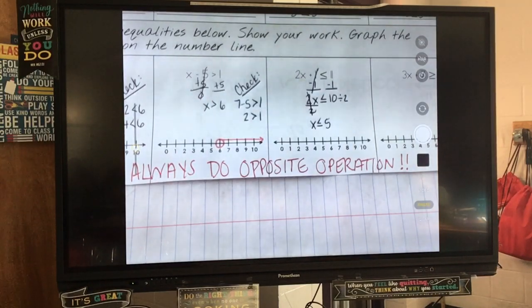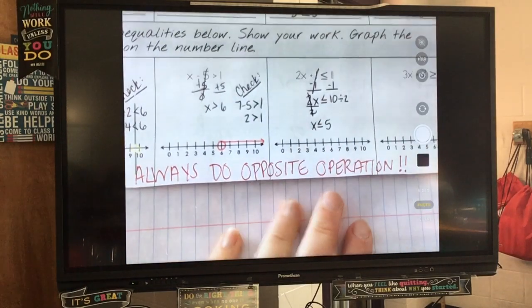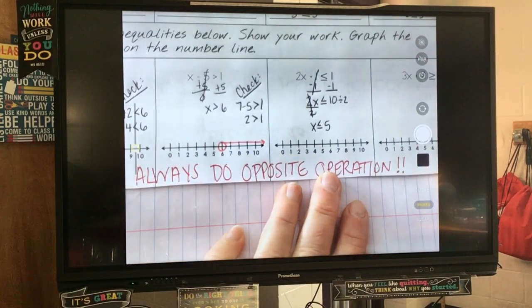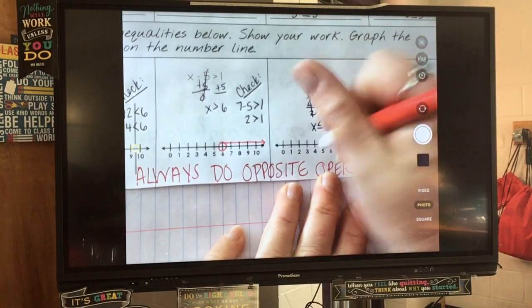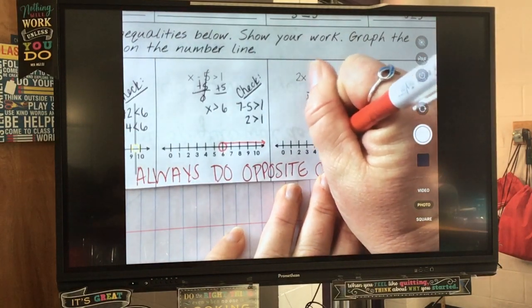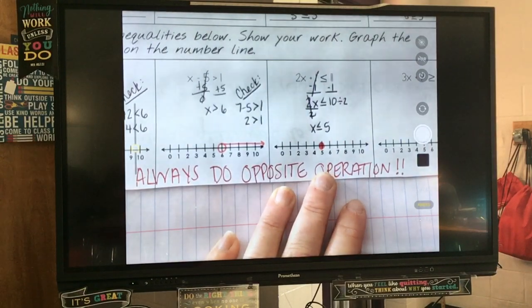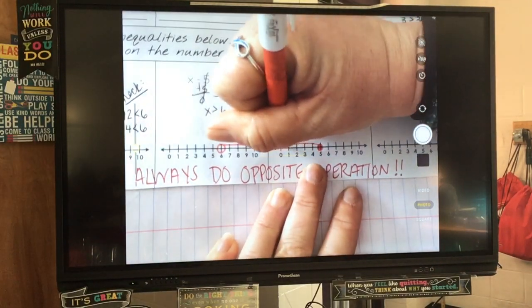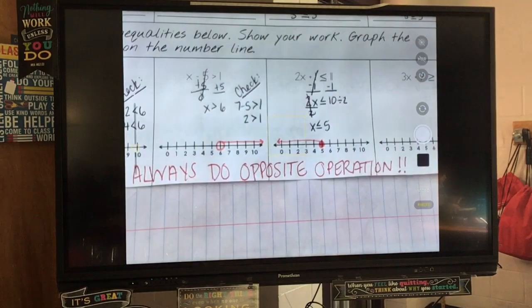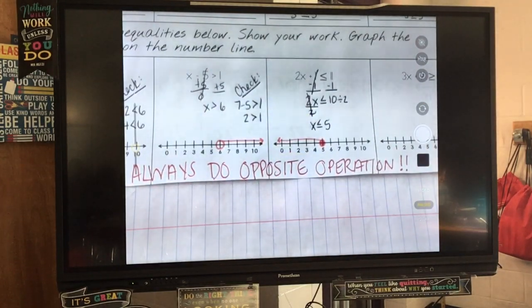How do I graph x is less than or equal to 5? Lily? You would relative to 5. It would be a closed circle because it could be less than or equal to, and since it would be less than, it would be going to the left. Okay. Alright, so someone give me a number other than 5 that we can plug in and check to see if this statement is true.